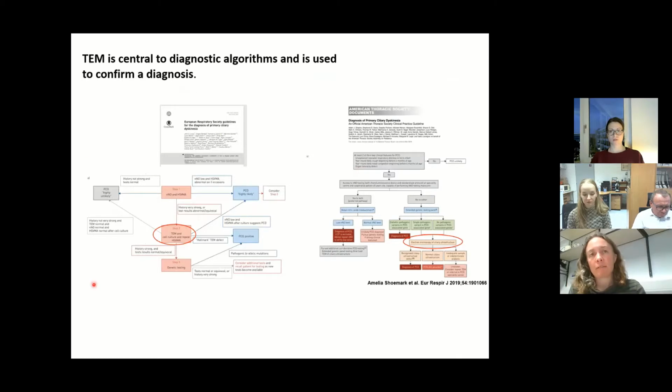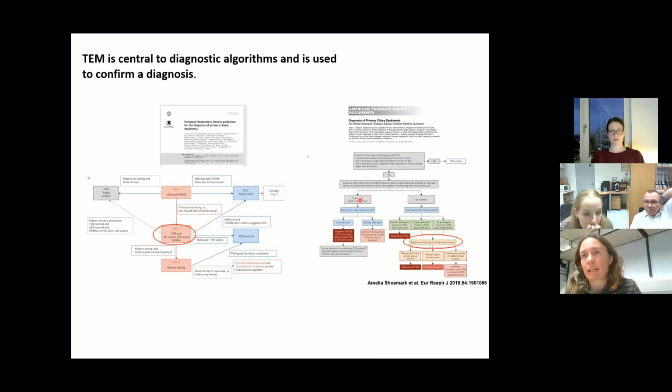And within the European Respiratory Society guidelines, EM sits essentially in the middle. So once you've screened using nasal nitric oxide and high-speed video and screened out people who are unlikely to have PCD, then electron microscopy can confirm the diagnosis. And if electron microscopy is normal, then you proceed to genetic testing. The American guidelines are slightly different in that genetic testing goes higher up the algorithm, but essentially electron microscopy is still key down in this arm.